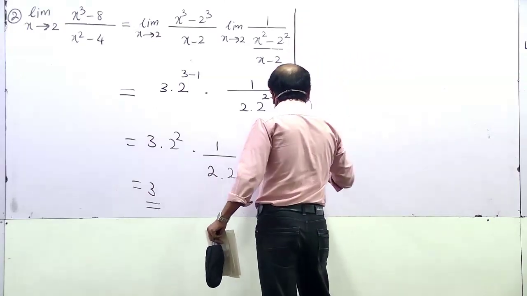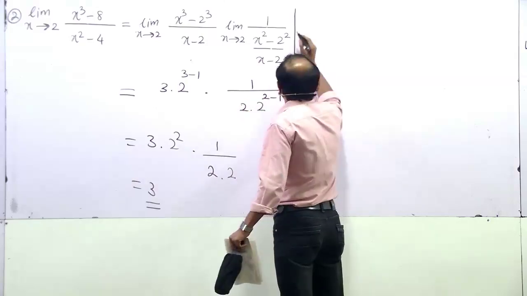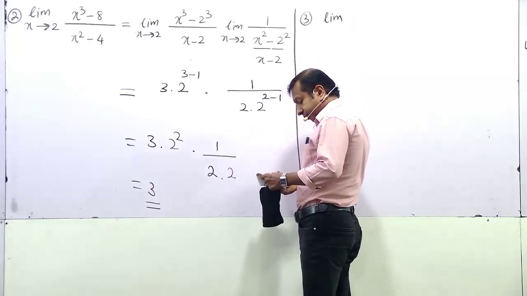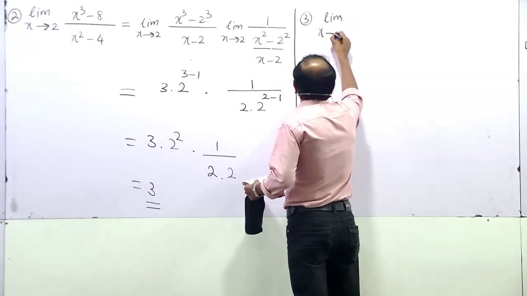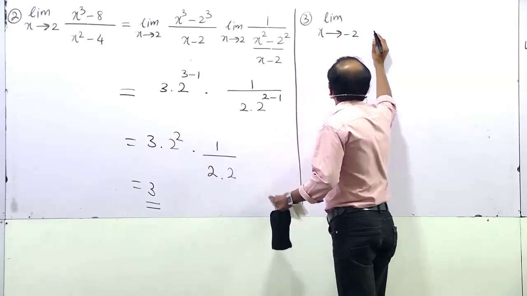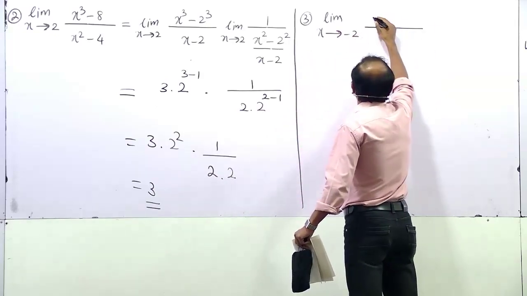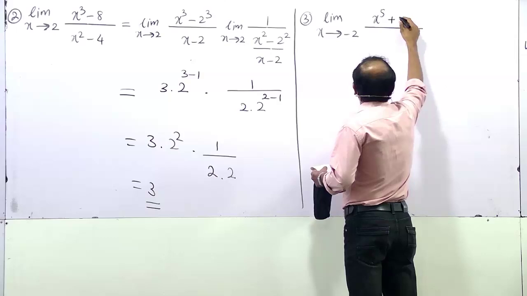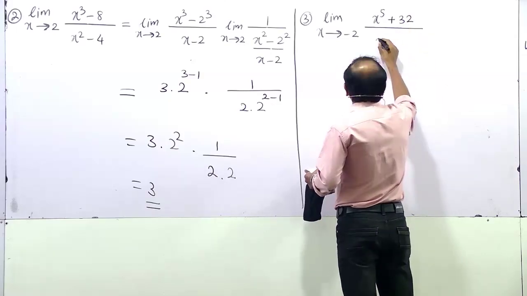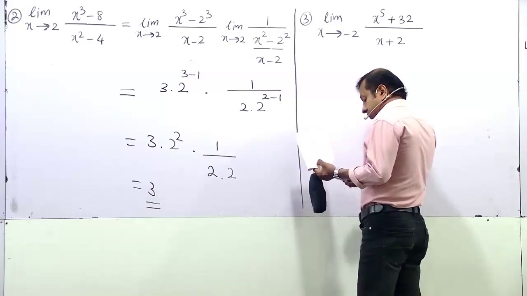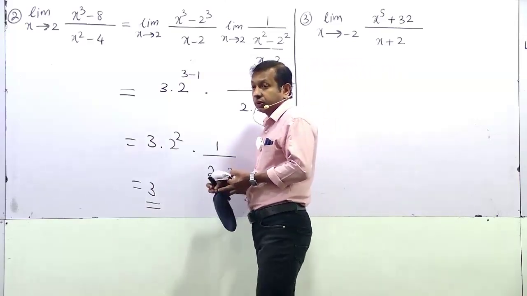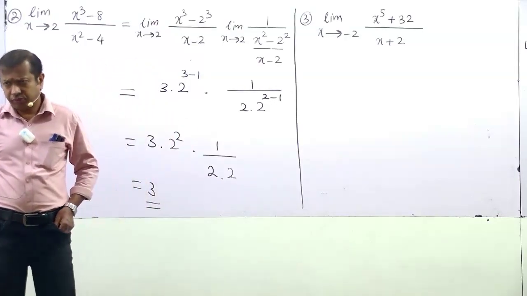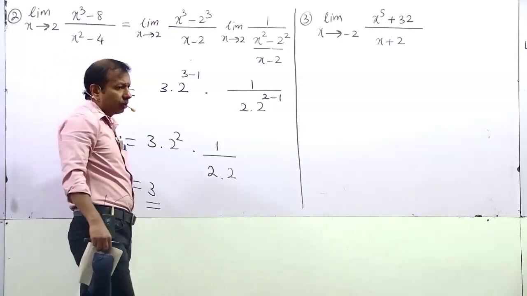Third one, take limit x approaches to minus 2, x to the power 5 plus 32 divided by x plus 2. How to take this now?